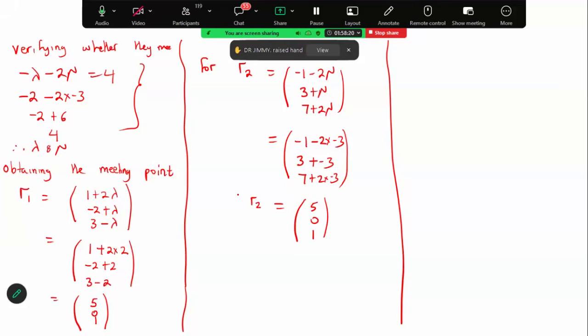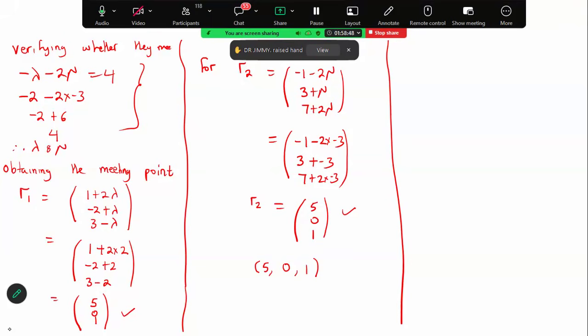So you will say that the two drones meet at point. Remember, this is a vector, so you need to write it in coordinates. So you'll say that the two drones meet at the point 5, 0, and 1, because you can note that R1 holds and R2 holds, and you give the reason why you think they meet. It is because your R1 is equal to R2. Now that is how you obtain it.